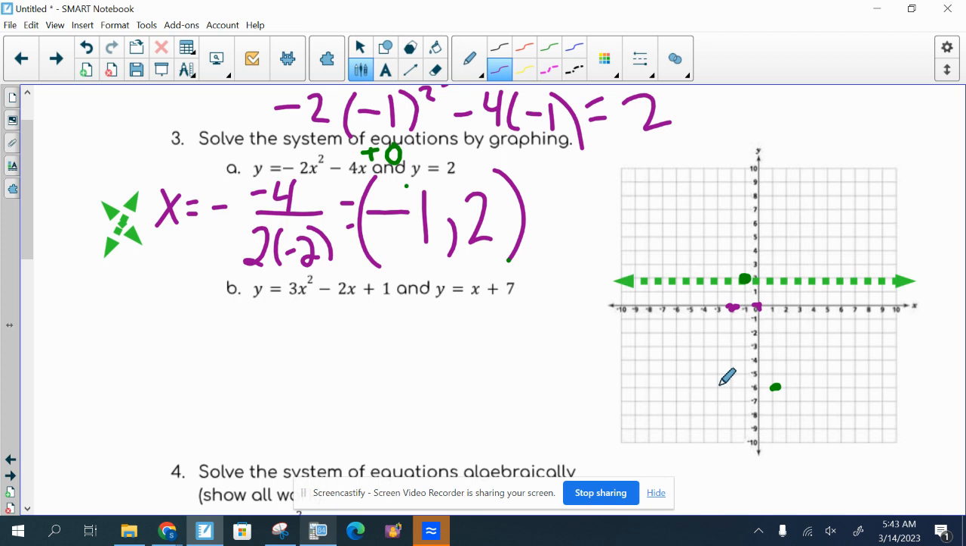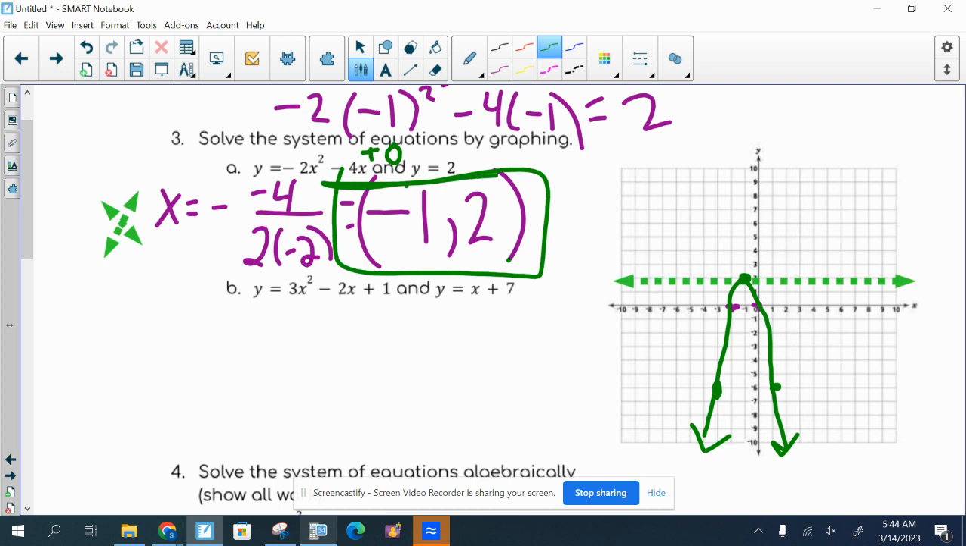And that means over here will be negative 6 on the mirror point. And that does give us enough points to graph. So I can see this goes up and then back down. So good review from 9.1 and 2. And then I see that these two graphs intersect each other at the point, at the vertex. So negative 1, 2 would actually be our solution here.